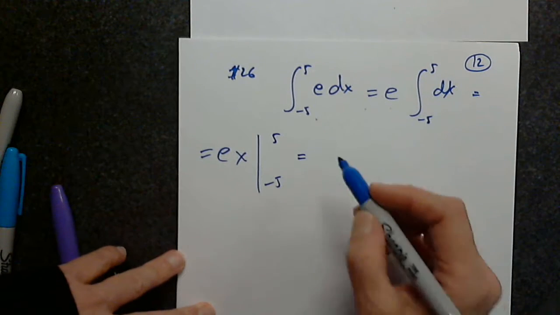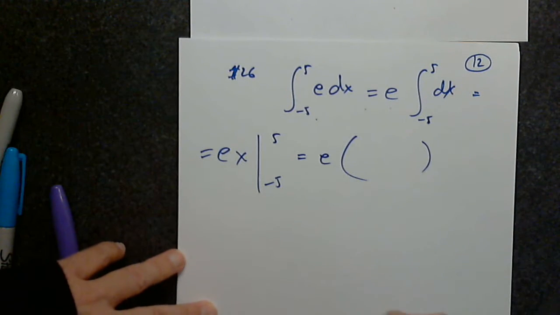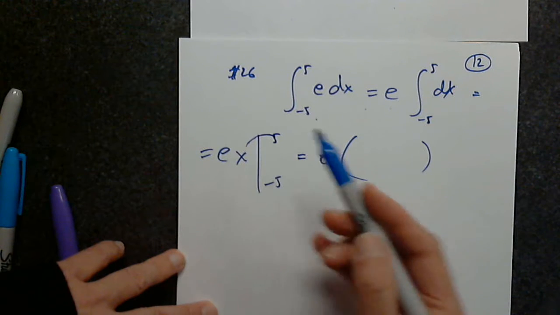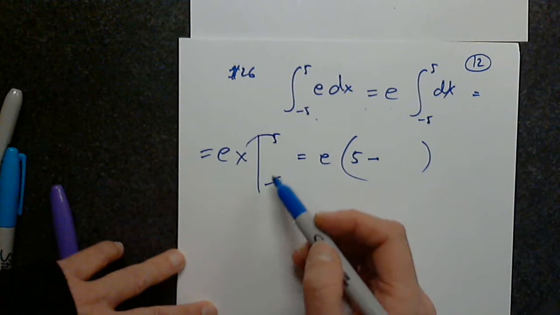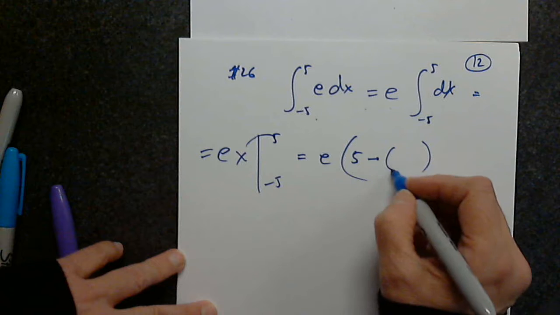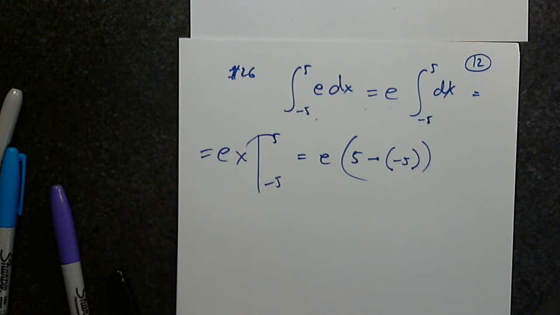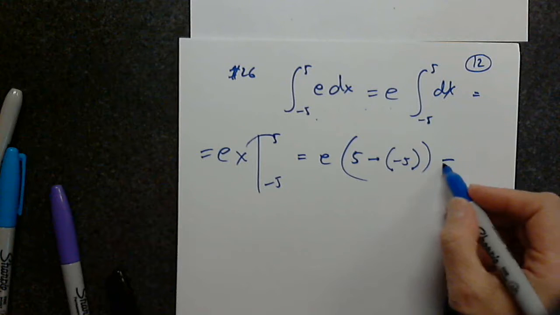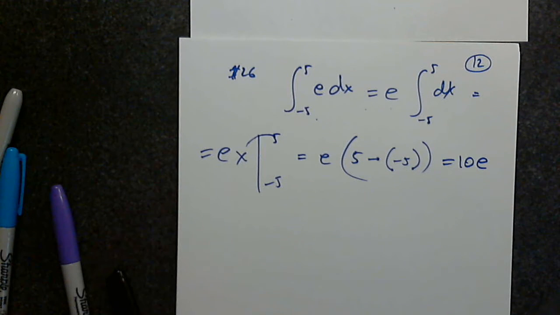Great job. So e, and now in parentheses, I plug in the upper limit minus when I plug in the lower limit, but I have to put it in parentheses for everyone to see what's happening here. So how much is 5 minus negative 5? How much is 10 times e? It's just 10e. That's it. So that's the area under the graph. And it makes sense.